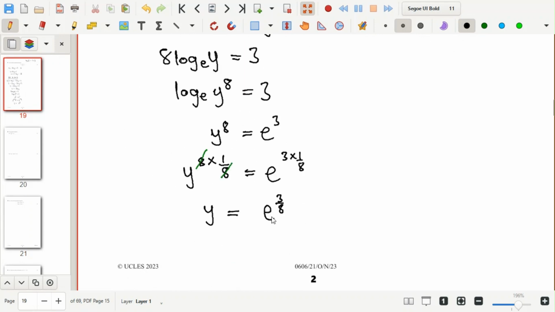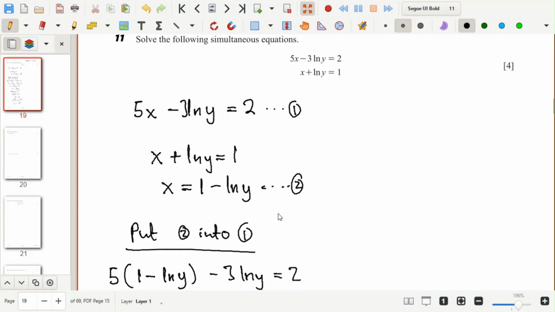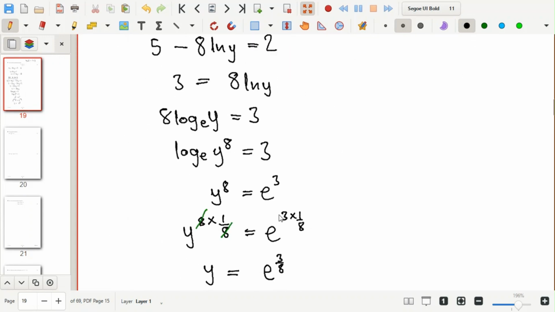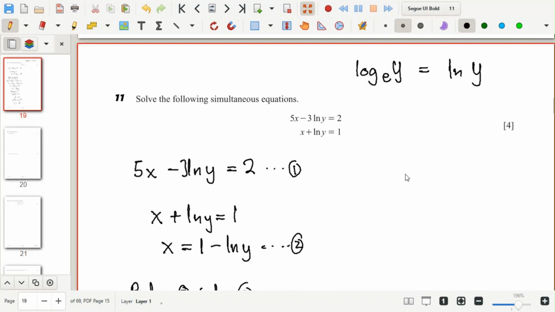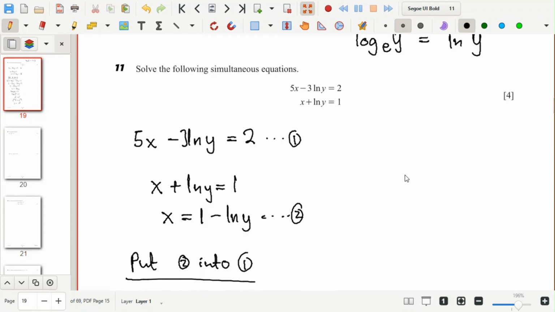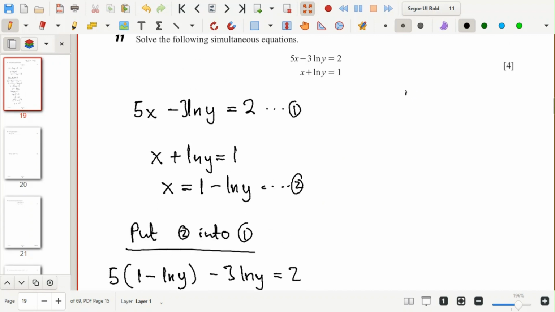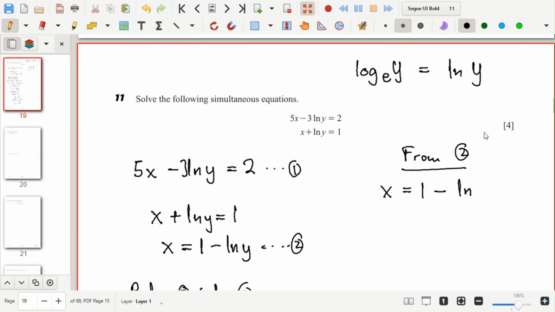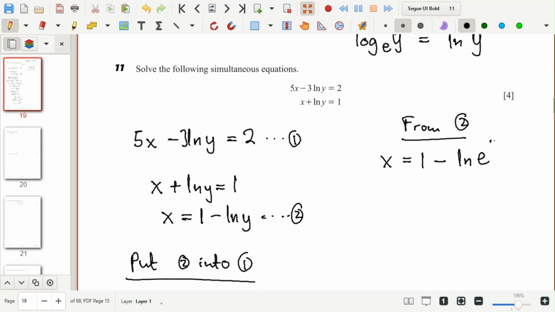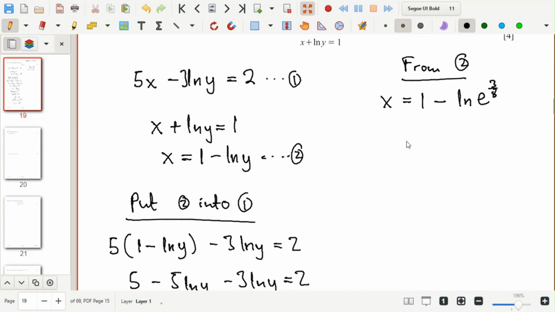You can leave your answer in the exact form. Nobody will do anything. As a matter of fact, they even prefer it when you leave your answer in the exact form. Now, you are left with the value of x. So from equation 2, we say x equal to 1 minus ln y. Your y is what? e to the power 3 on 8.